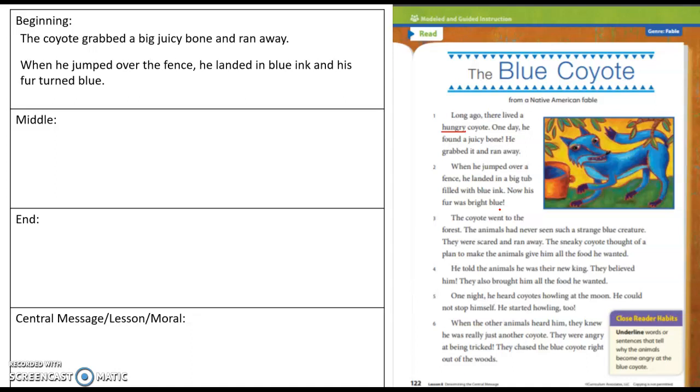The coyote went to the forest. The animals had never seen such a strange blue creature. They were scared and ran away.